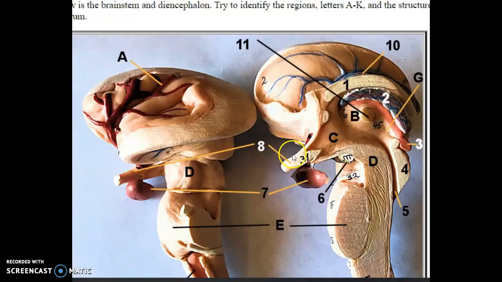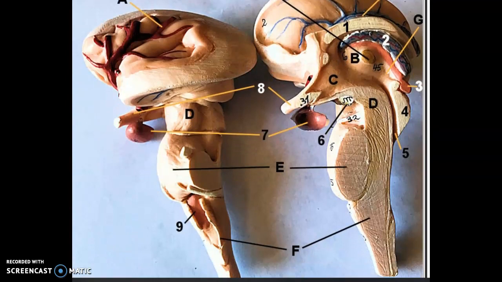So what you're going to be doing, you're going to be going to this page. It's the same model I showed you. It might be reversed into the other direction, and you are going to try to find those structures. And again, like the other ones, the regions are A, B, C, D, E, F, G. The structures are 1, 2, 3, 4, 5, 6, 7, 8, 9, 10.